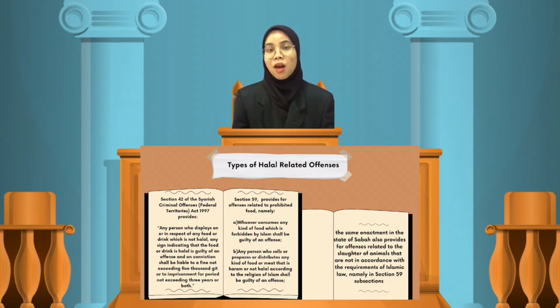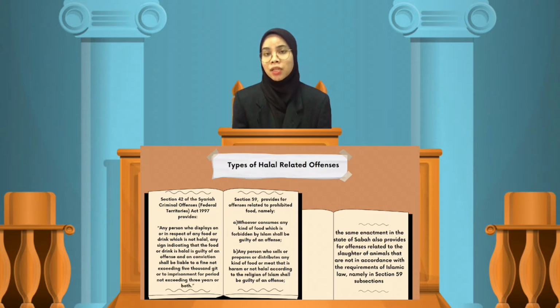However, the state of Sabah is seen to be more in the forefront in allocating halal-related offences. The provisions of the offences are more detailed and varied. The law in Sabah provides for 3 halal-related offences, namely acts related to prohibited food, slaughter of animals that does not follow Islamic law, and the misuse of the halal mark.